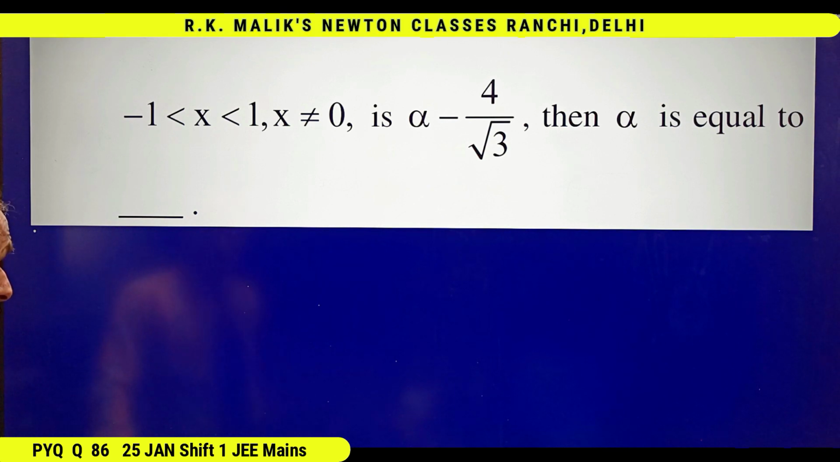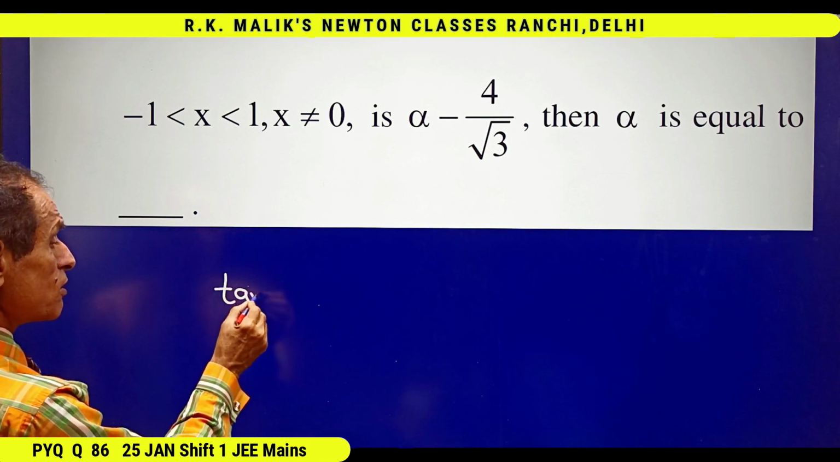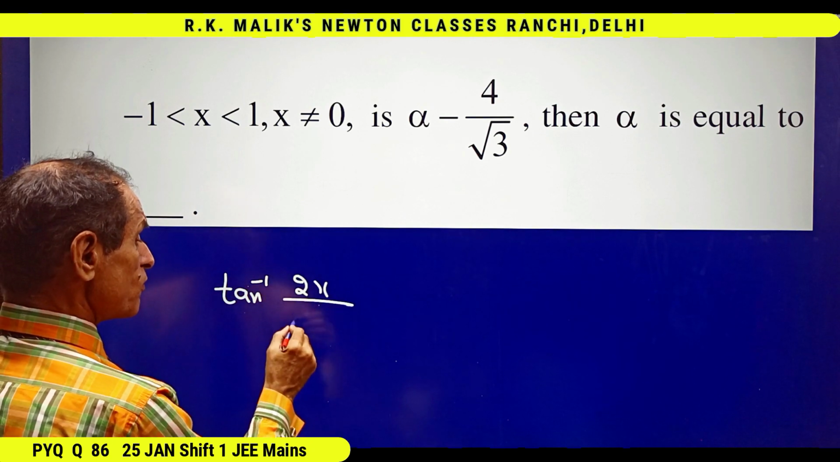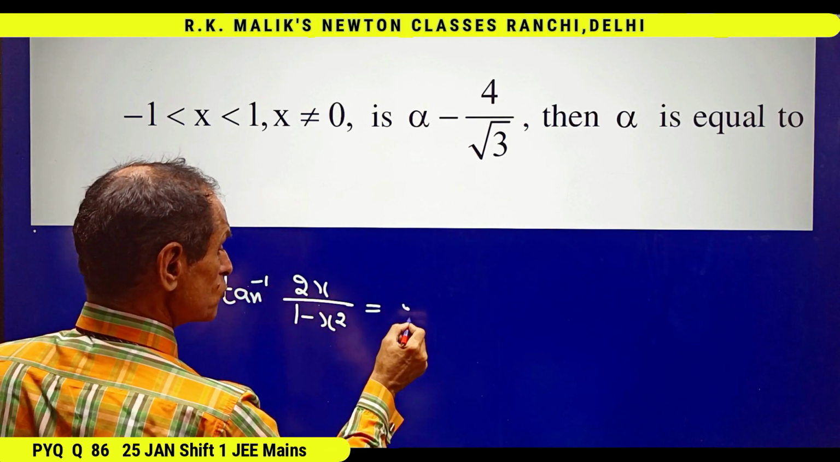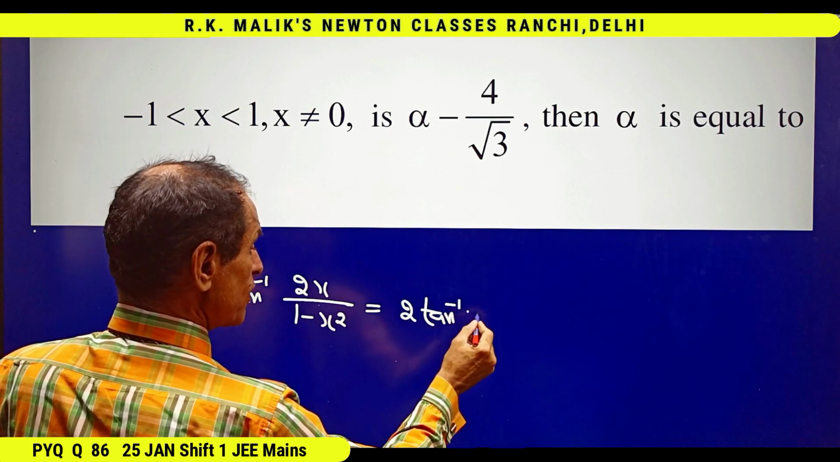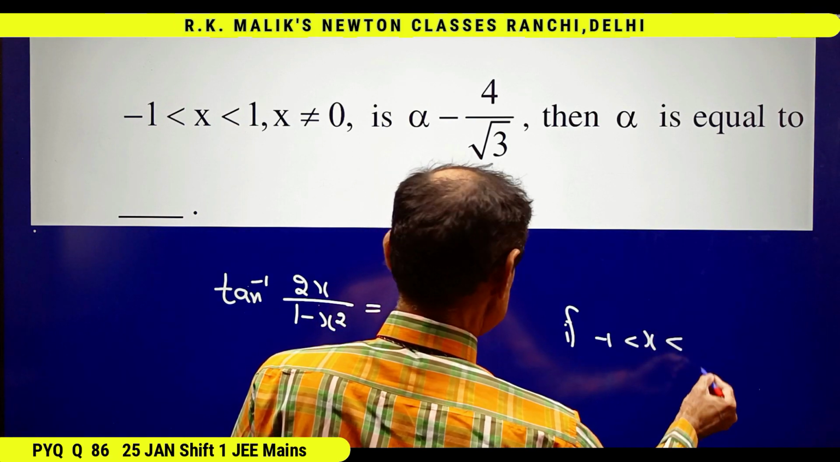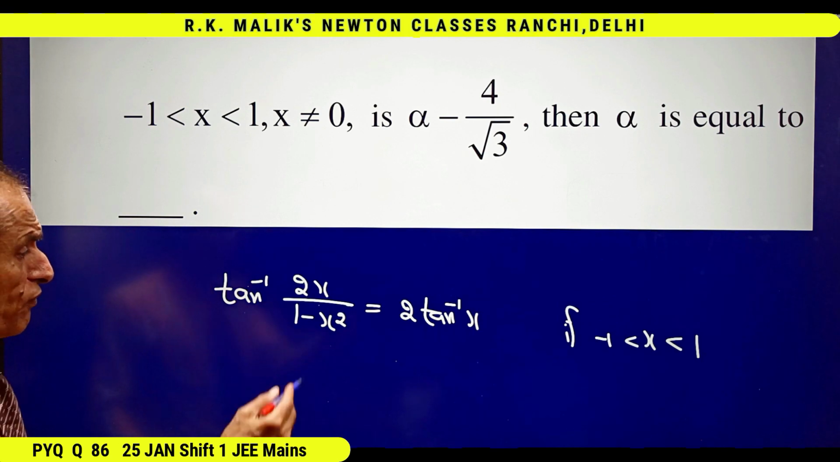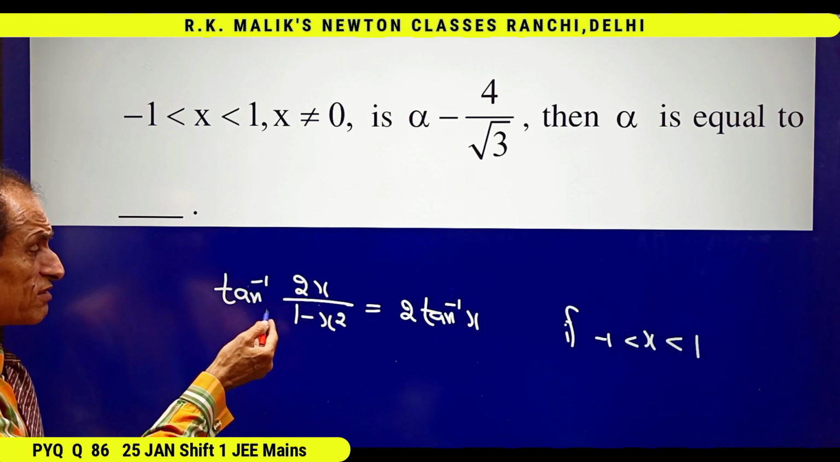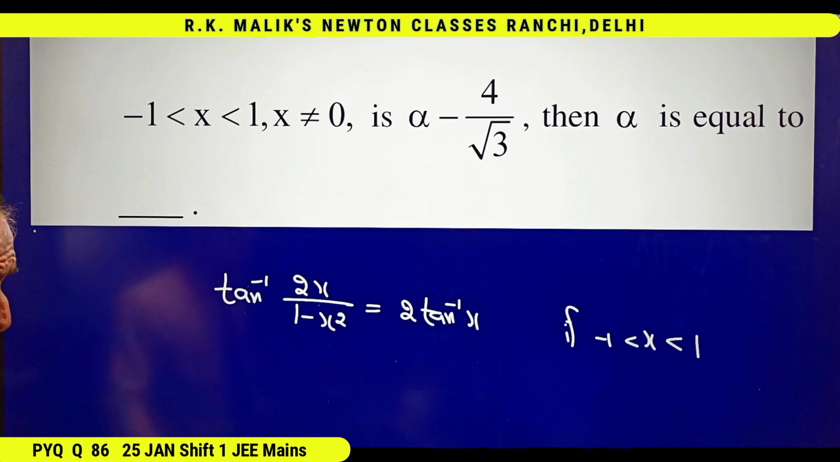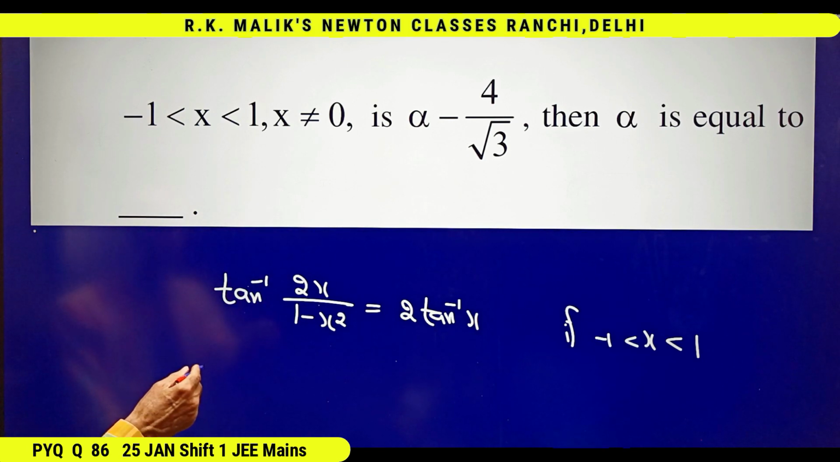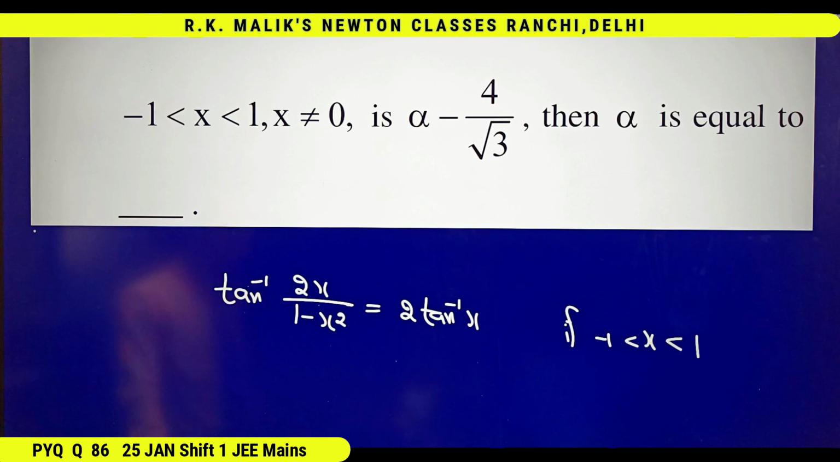Before I do this question, I will say remember the formula: tan inverse 2x upon 1 minus x square is equal to 2 tan inverse x, if x lies between -1 and 1. Note that when x is greater than 1 or when x is less than -1, the formulas are different. In this question, that case is not coming, therefore this question will be easy. I also agree that it's very difficult to remember so many formulas.